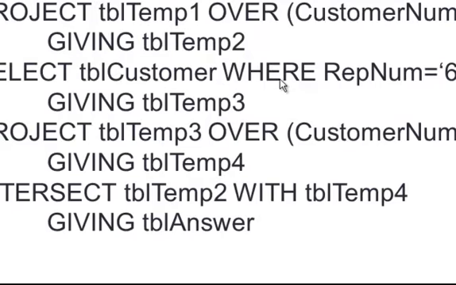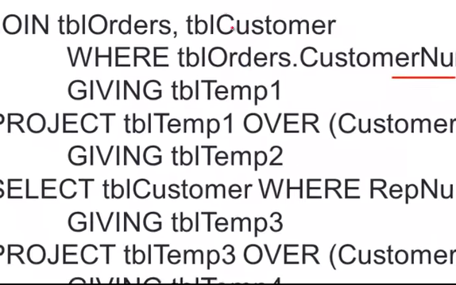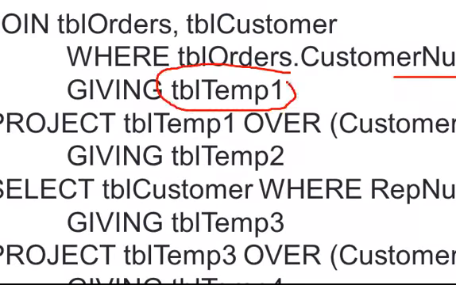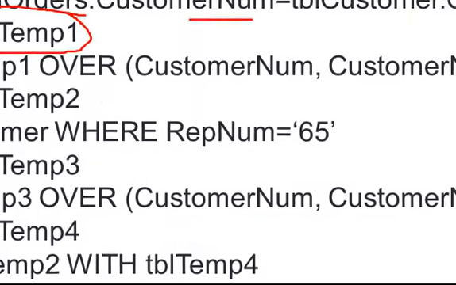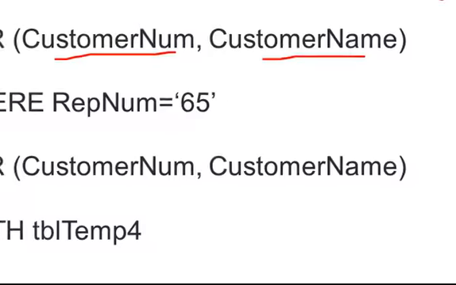Here's an example of an intersection on page 63, example 25. We want the number and name of those customers who have orders and are represented by sales rep 65. You can see this starts off very similar to the previous example. I'm joining table orders and table customer, and I'm joining them on the customer number equal to the customer number, and I'm storing that resulting data set in a table called temp1. I'm using that data set to project, which is going to give me only certain columns out of this, the customer number and the customer name, and I'm storing that result in temp2.